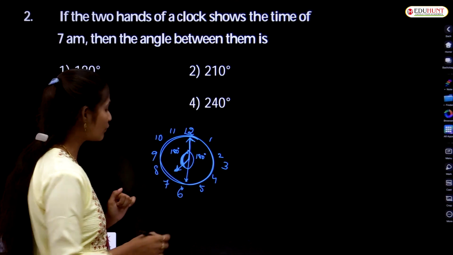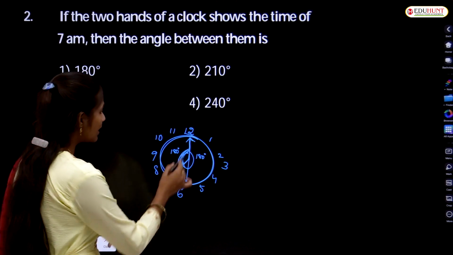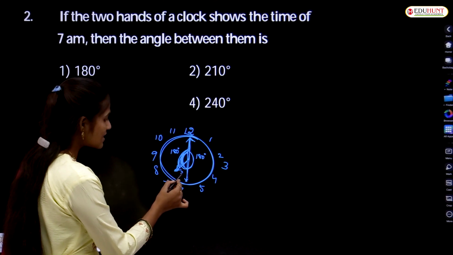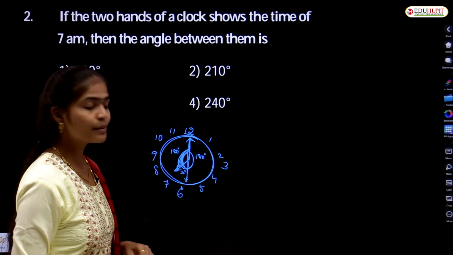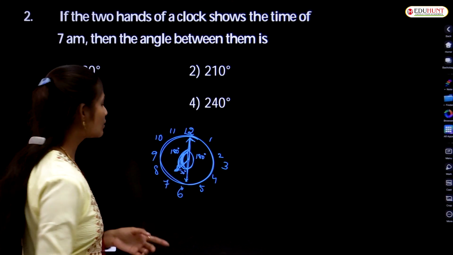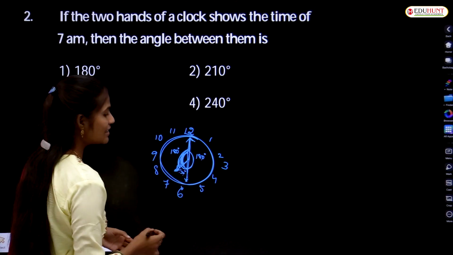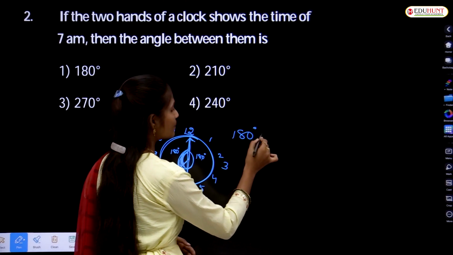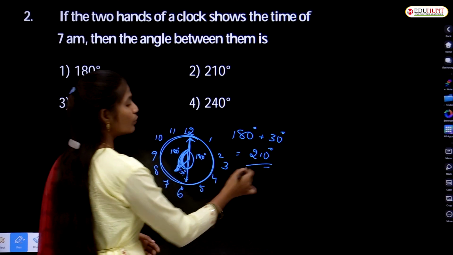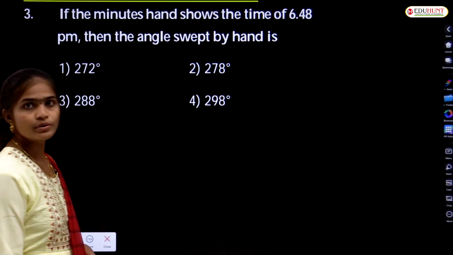But which angle do we need to find? The angle between these two hands. So the total here is 180, and one more 30 degrees. Why? Because the minutes hand makes 30 degrees for every 5 minutes. Yes or no? So that's why this is 30 degrees. In between these two, 180 and this 30. So 180 degrees plus 30 degrees equals 210 degrees. So which option is correct here? That is 210 degrees.